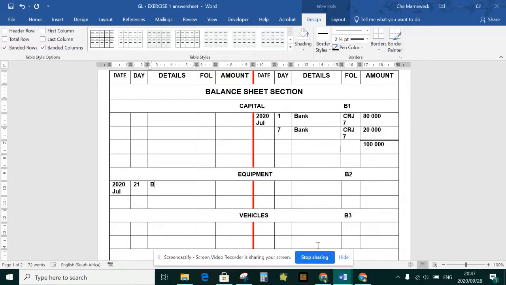Where did the money come from? It came from my bank account. What is my journal code? CPJ7. And how much did we buy? We purchased 2,000 Rand.